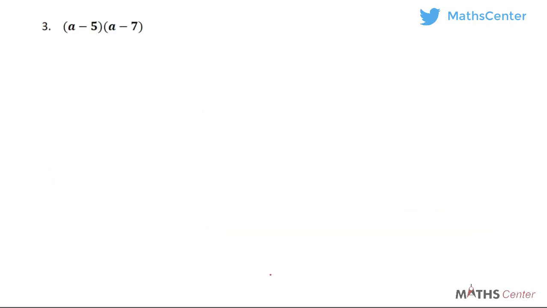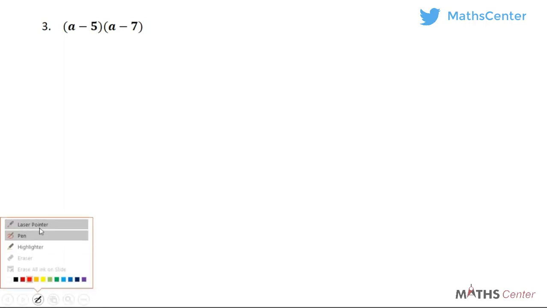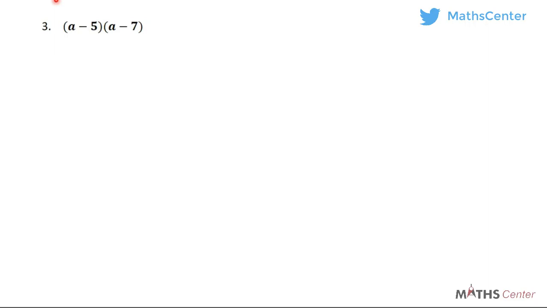We have a minus 5 in one bracket, then a minus 7 in another bracket. So as usual, we distribute what is in the first bracket over what is in the second bracket. So we are going to have a, which is the first term here, times everything in the second bracket, then minus 5, which is the second term here, times everything in the second bracket. So we are opening the brackets.